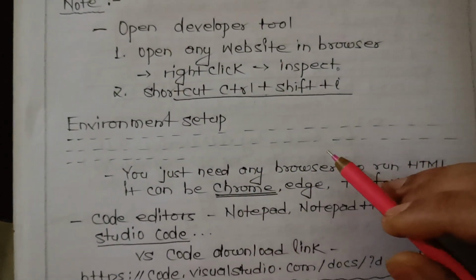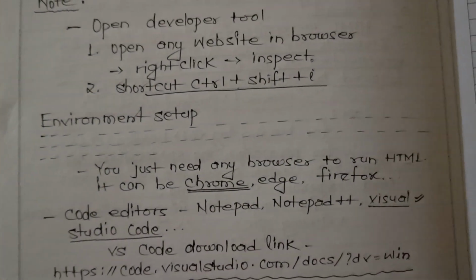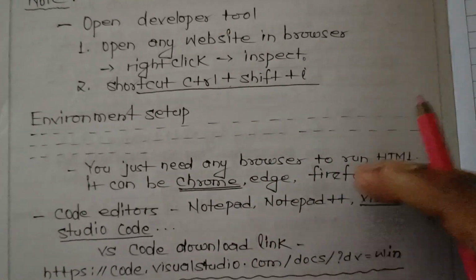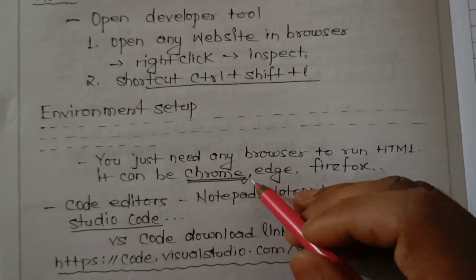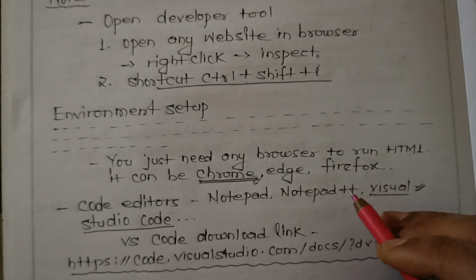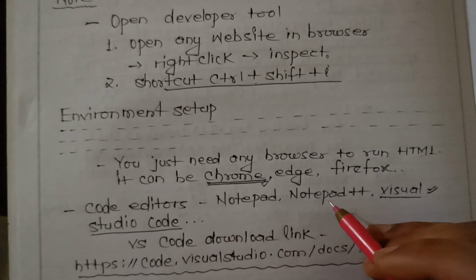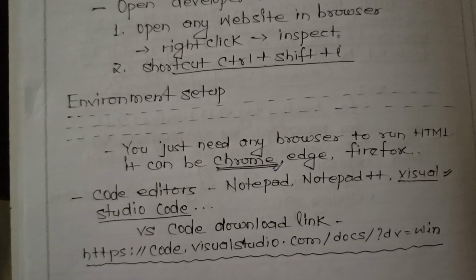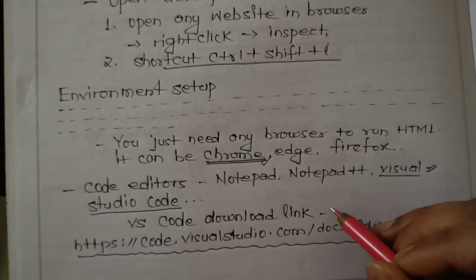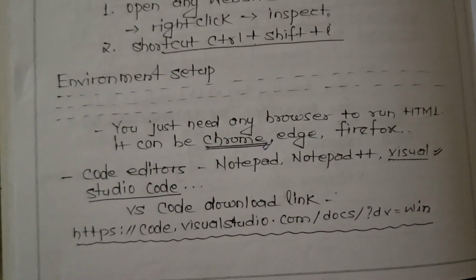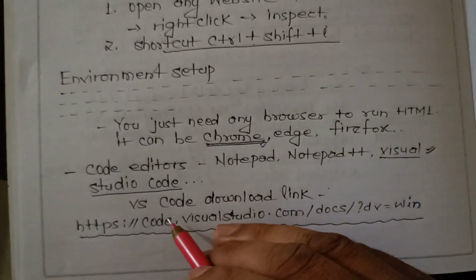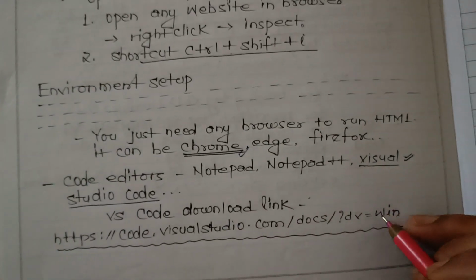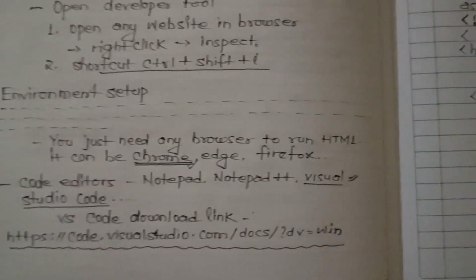Environment setup: you just need any browser to run HTML. It can be Chrome, Edge, Firefox, anything else. I'm using Chrome. For code editors you can use Notepad, Notepad++, or Visual Studio. Visual Studio is a very good option to code in. I am giving you a link below in the description, that is the VS Code download link, code.visualstudio.com/download, right?